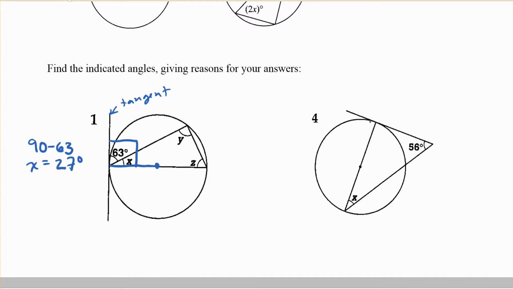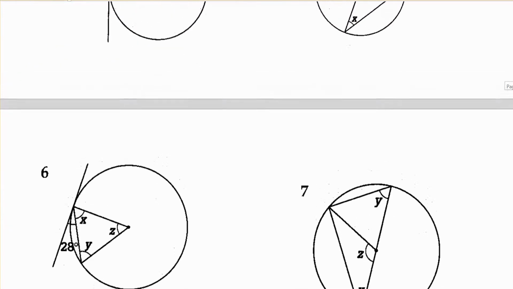So again, here I'm looking for a tangent which goes from the center to the edge, and my radius. So the radius from center to edge, and the tangent is just touching. So I know I have a 90-degree triangle in that corner. And that's the application of those two rules there.